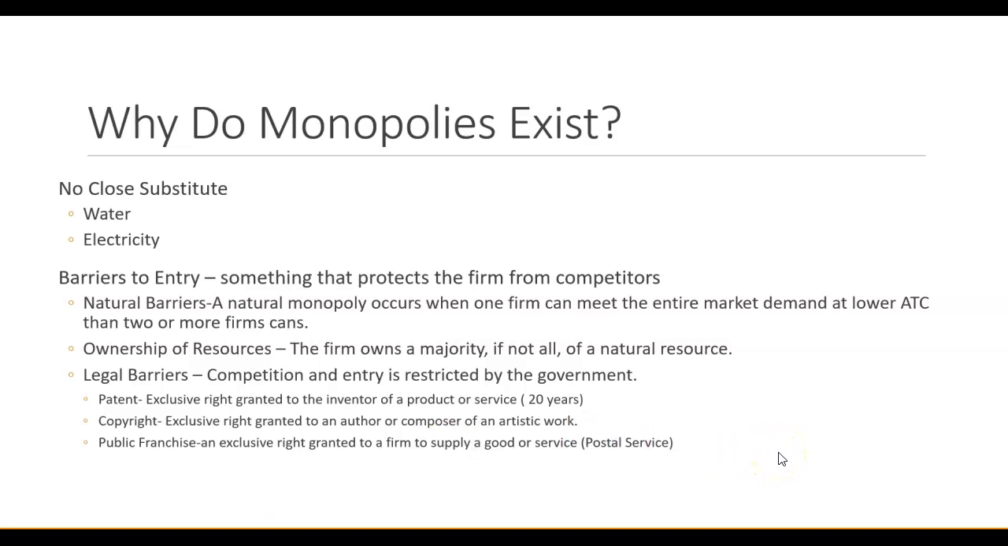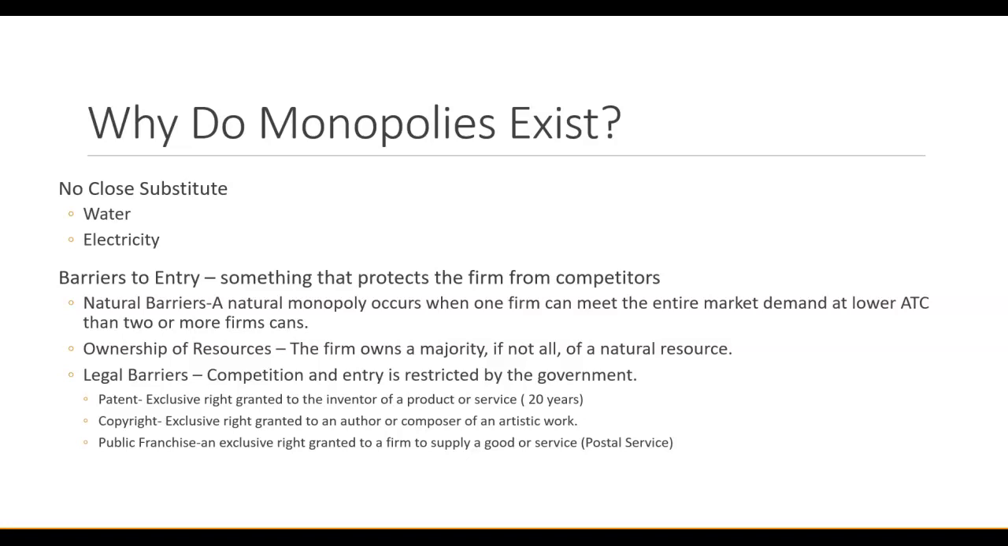So why do monopolies exist? As I mentioned, number one, there might be no close substitute. For instance, there is no close substitute for water. There is no close substitute for electricity. So if there's no close substitute and you own those resources, it makes it very difficult for another company to come into that industry. Barriers to entry are something that protects the firm from competitors. A natural barrier is when a monopoly occurs because one firm can meet the entire market demand at a lower average total cost than 2 or more firms can.